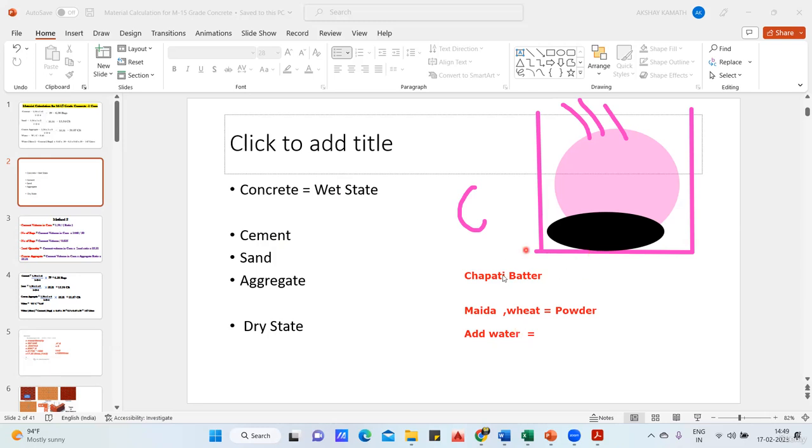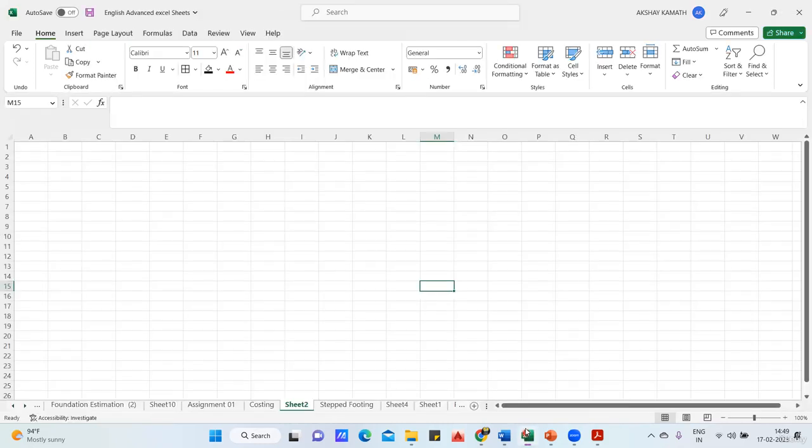If you still don't understand, go to your kitchen, take around 1 kg of maida or wheat, then add water to that, and then knead it. After some time, your volume is going to decrease. But why is the volume decreasing? Because you're going from dry to wet, and concrete is wet. So when I go from wet to dry, it will be increased by 54%. Got it? Simple. Now we'll go back.